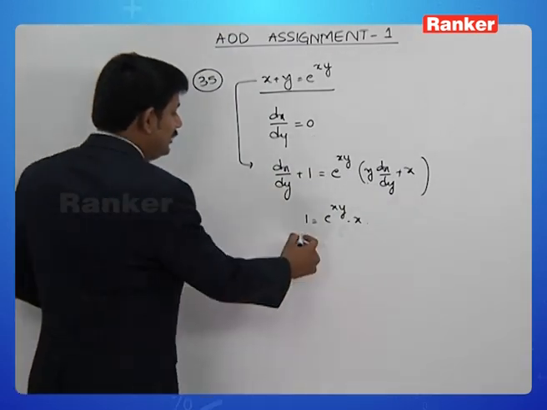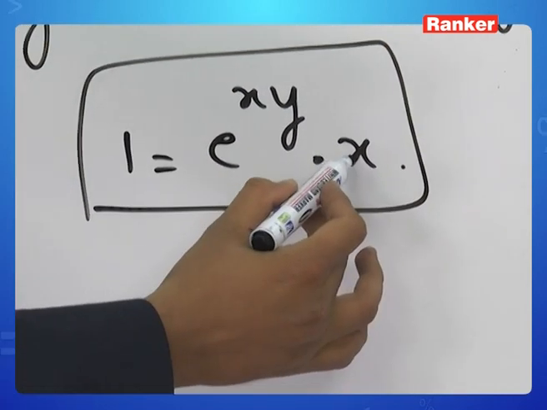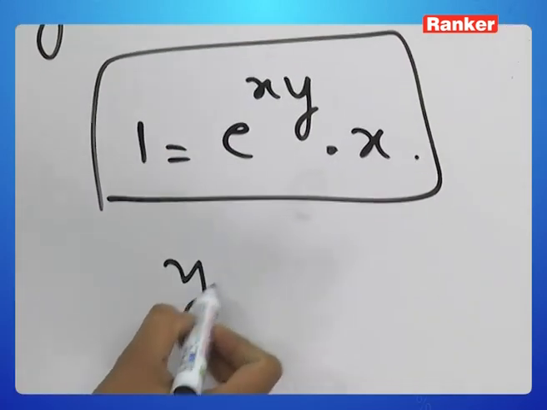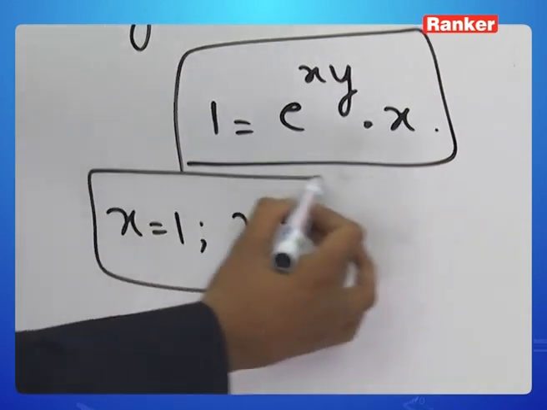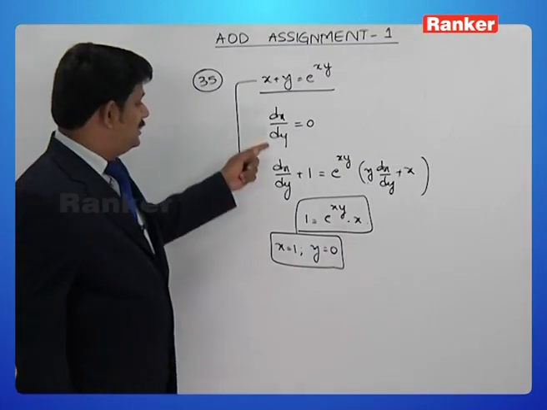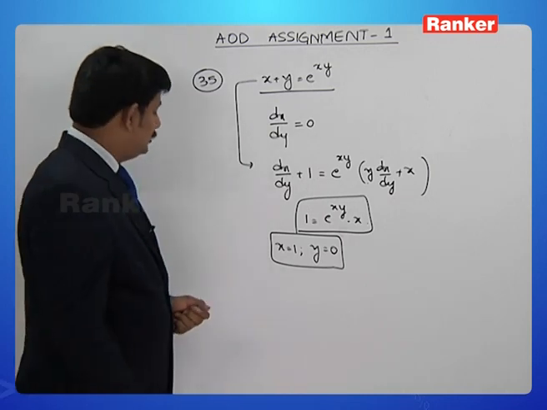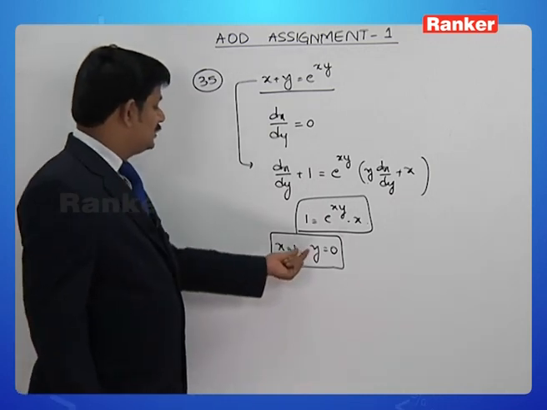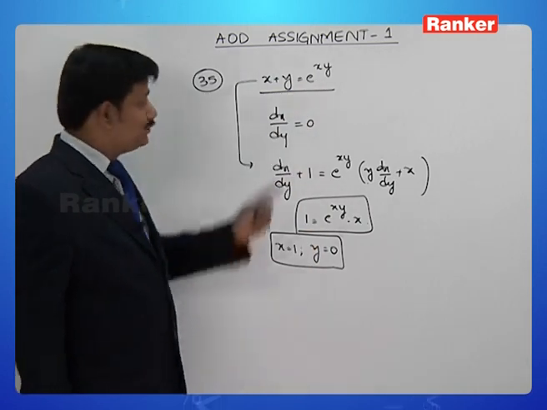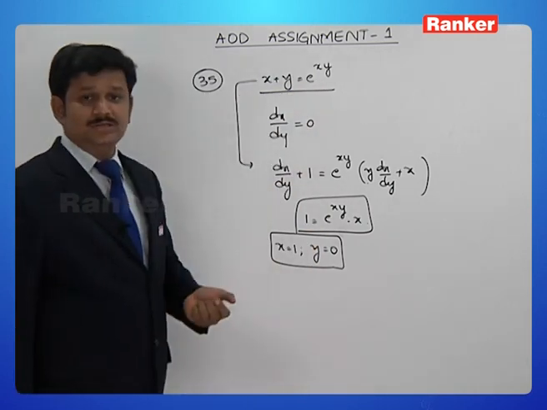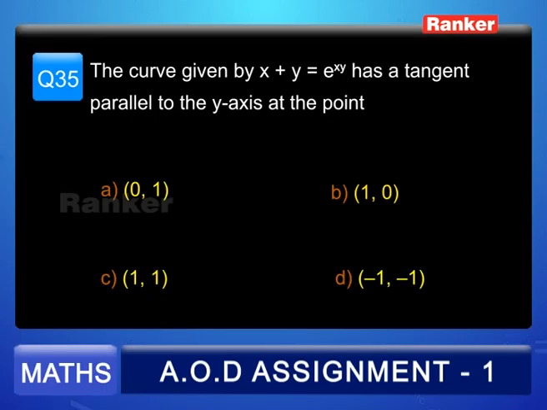So, this is possible when x is 1 and y is 0. So, y is 0 and x equal to 1 will give us dx by dy equal to 0. And to check whether this is a point on the curve or not, when x is 1 and y is 0, e power xy is also 1, and 1 equal to 1, so it satisfies both the conditions. The point is 1, 0, which is option B. Correct answer is option B.